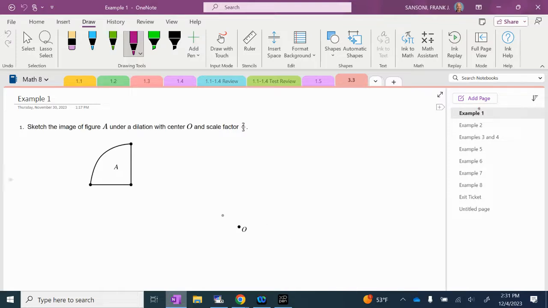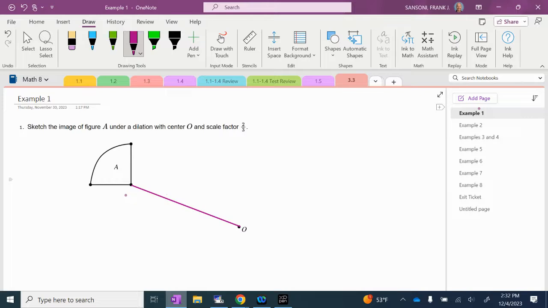So the first thing I want you to do is draw your line from point O to the corner of A. And we're going to do the exact same thing as we did last time. For the sake of time, we're just going to do one of the 3 points. Okay? I now have a scale factor of 2/3. So this is going to be a reduction. Can someone tell me what is the length from point O to the bottom corner of A?